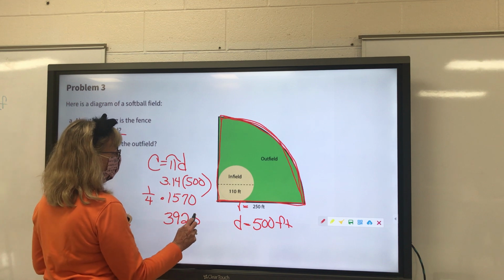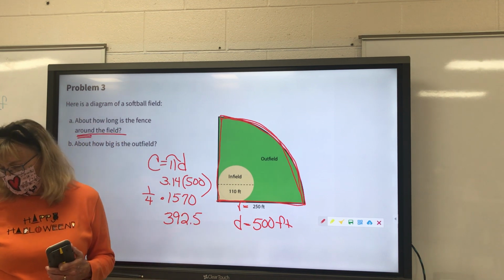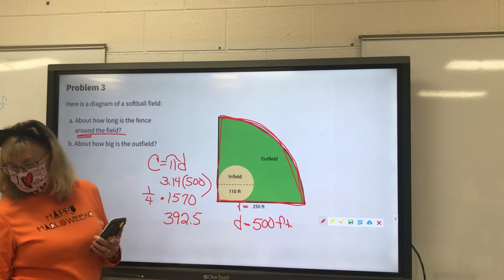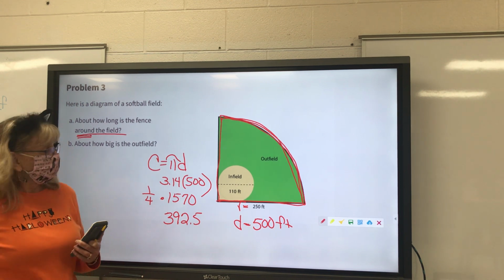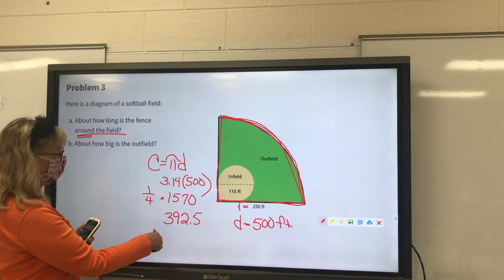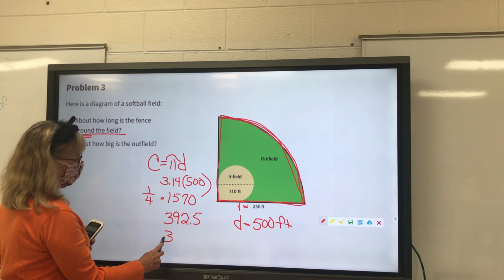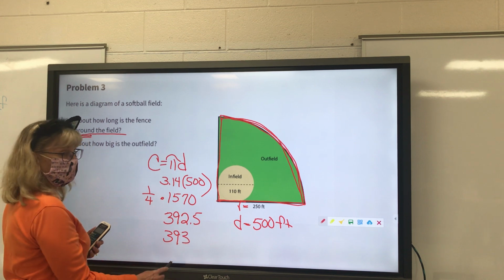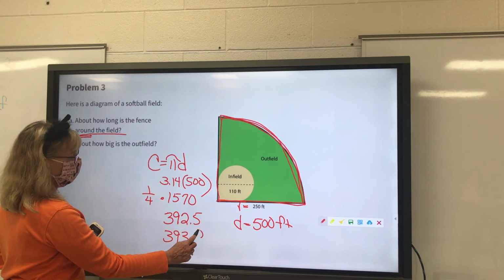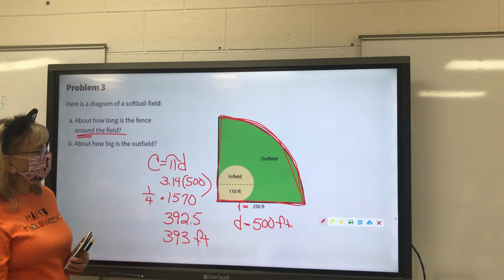Because I put 892.5. What the heck did I do to get 892? All right, and they want us to round it to the nearest whole number, so the nearest whole number is 393. Unit is going to be feet.